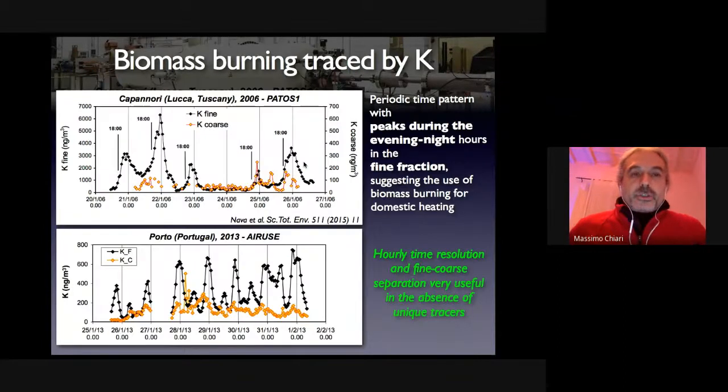and can also use other elements, like, for example, potassium, as a tracer of biomass burning. And you see, for example, in an example here in the countryside of Florence, the peaks in the evening or in the night, suggesting the use of biomass burning for domestic heating, so pieces of wood in the fireplaces.